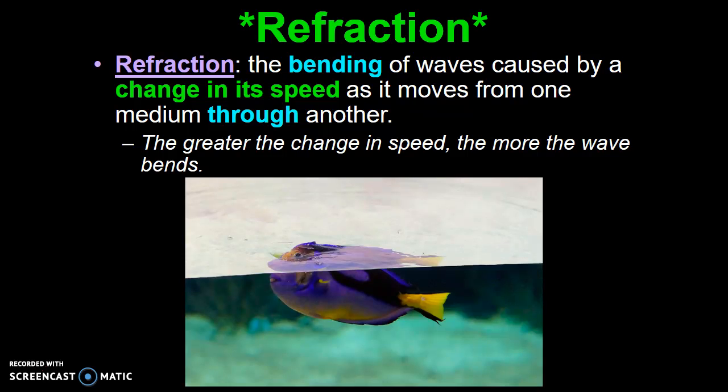The greater the change in speed, the more the wave bends. So, for example, let's pretend for a moment that instead of water, this fish is in jelly or jello. And that's a solid. And so if the fish was in that kind of a medium, then this would actually be even greater of a bend. The fish's body would actually be more at this kind of an angle instead of this angle. Because there's a greater change in speed when light waves move from air into a solid as opposed to from air to a liquid.